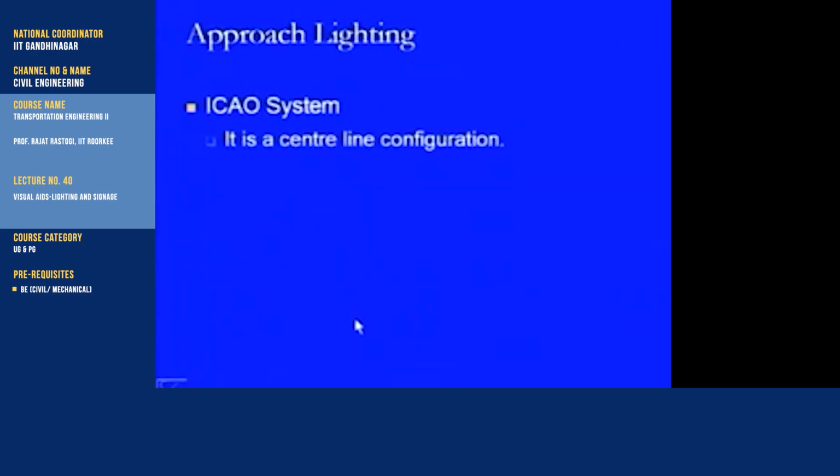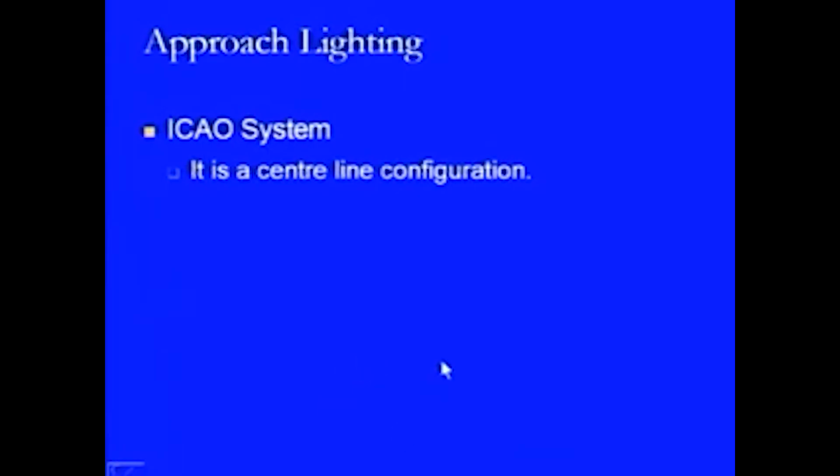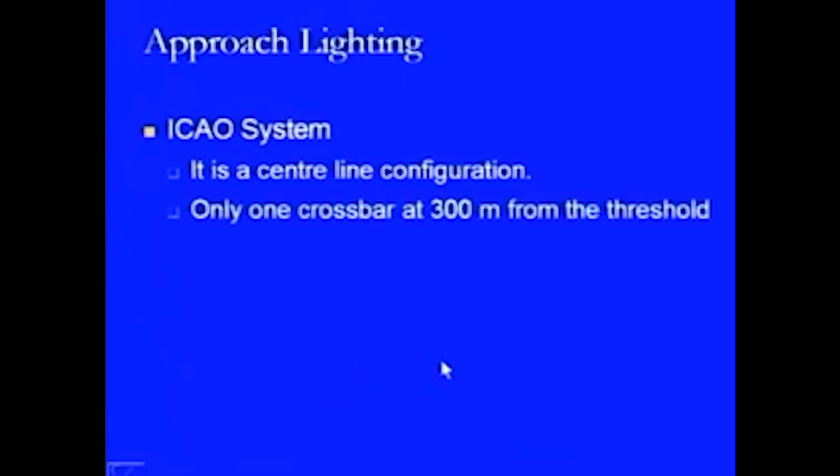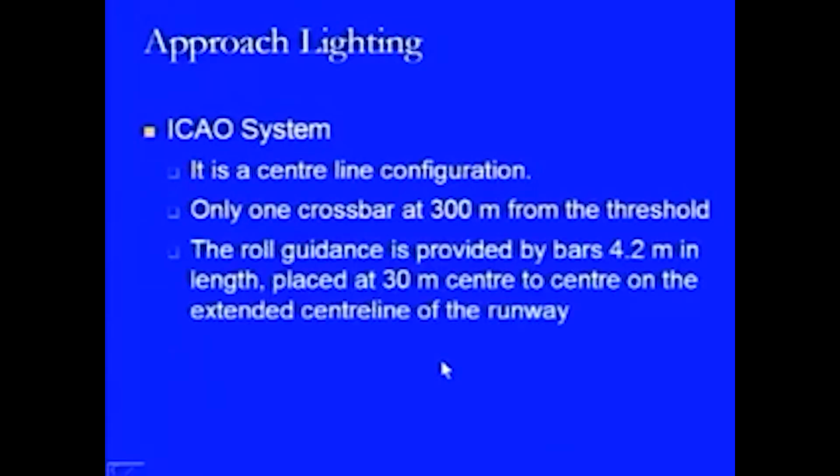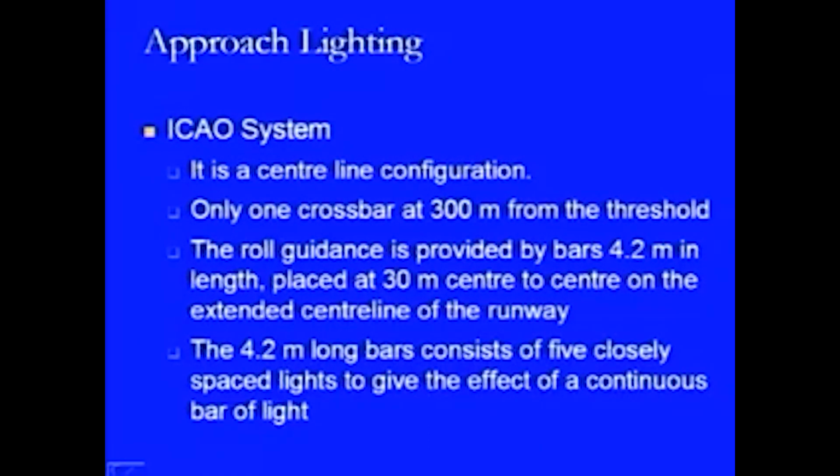Now, we look at another system. This is the ICAO system. It is also termed the center line configuration system, where only one crossbar at 300 meters from the threshold is provided, and the roll guidance is provided by bars which are 4.2 meters in length, placed at 30 meters center to center on the extended center line of the runway strip. The 4.2 meter long bars consist of 5 closely spaced lights to give the effect of a continuous bar of light. That is what I was also discussing for the other system.